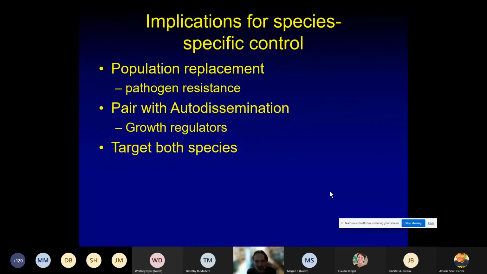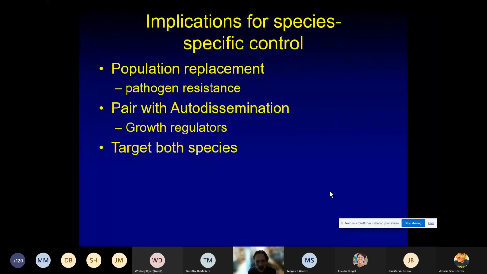What does this mean for species-specific mosquito control? Like I said, there are obvious advantages to it, but we have this problem for these two species where you might inadvertently benefit the non-target, which would most likely be Aedes albopictus.